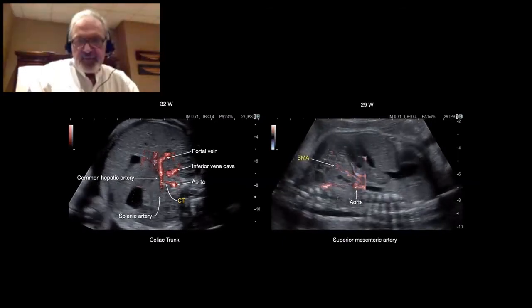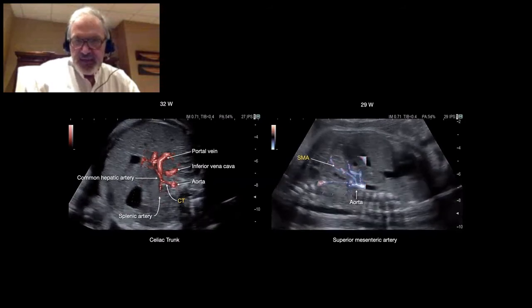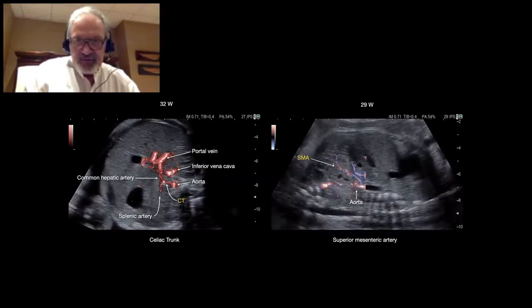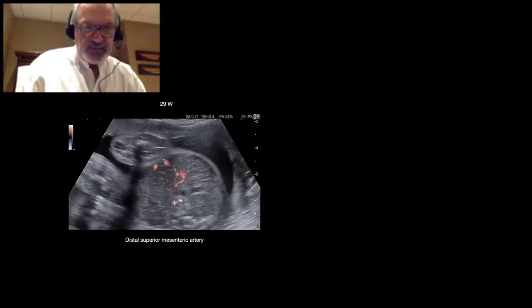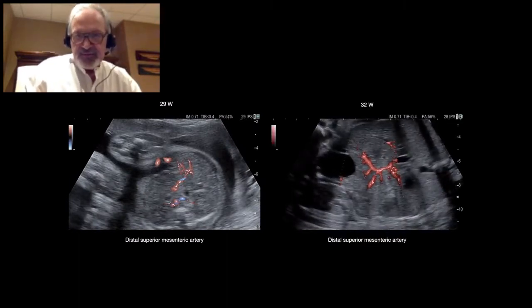Here we have a superior mesenteric artery going towards the small intestine. It's unusual to see so easily these little vessels. Here we have the distal superior mesenteric artery with distribution to intestinal loops. It's more accurate on this view at 32 weeks.